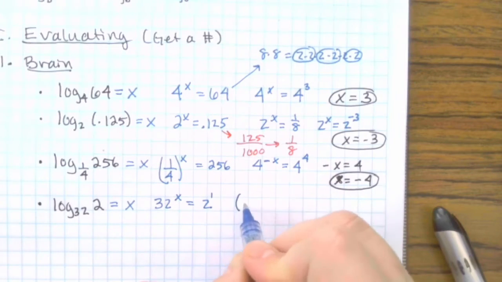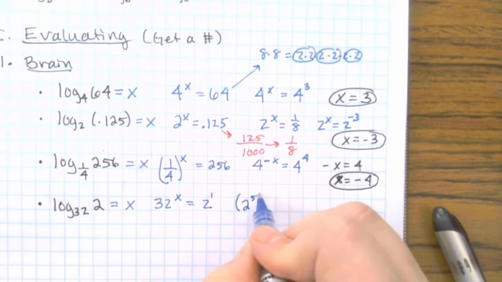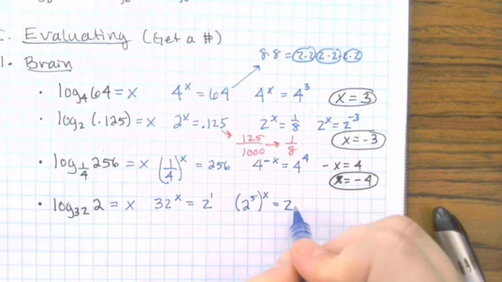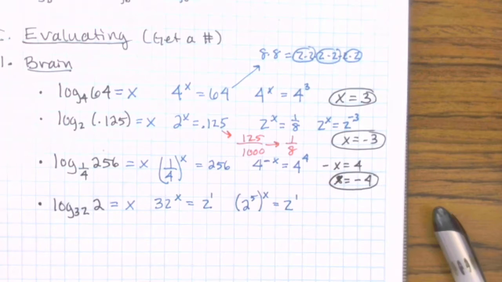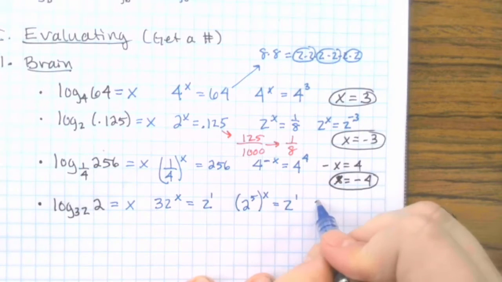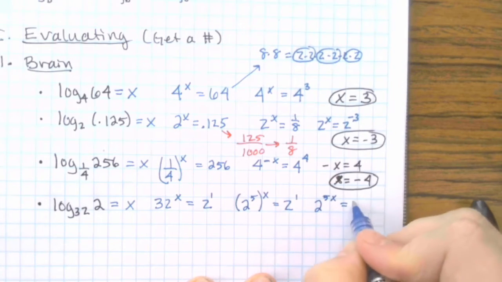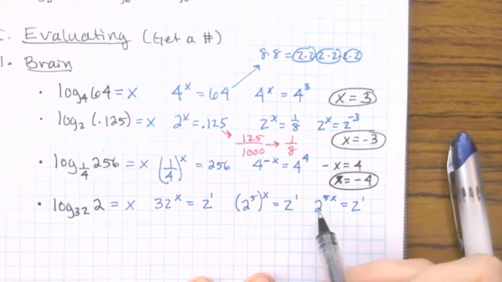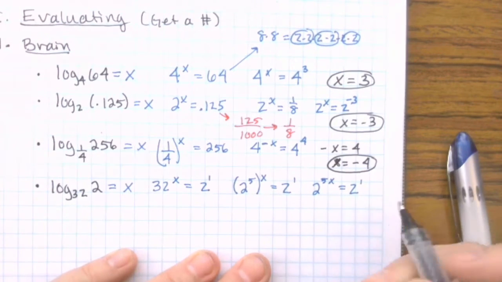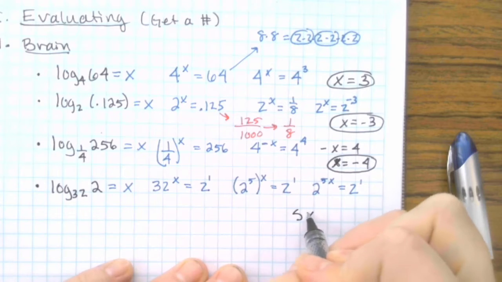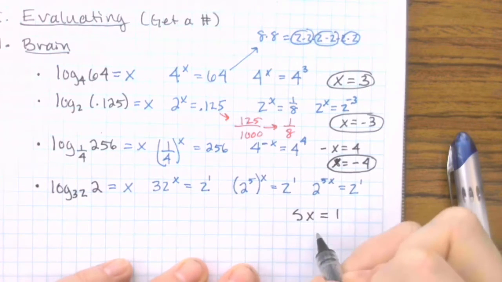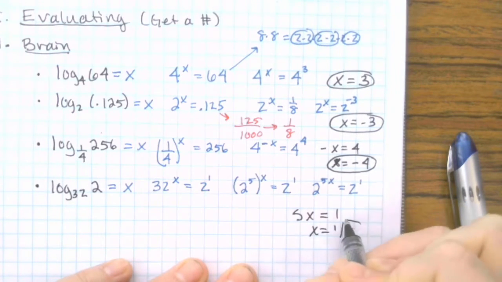So if I replace the 32 with 2 to the power of 5 raised to the power of x, then I get 2 to the 5x equals 2 to the 1. So pulling the exponents off, now that the bases match, I can say 5x equals 1, so x must be 1/5.